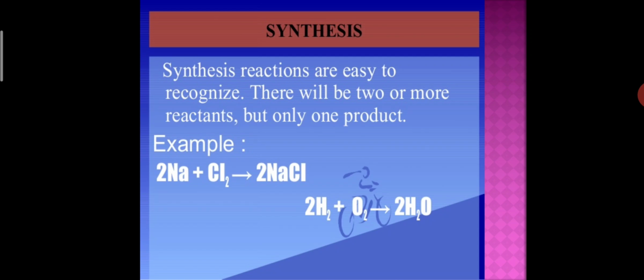In this example, when two elements are combined together, they form a new substance. The same happens in the case of H2O, water. Two atoms of hydrogen and oxygen, when they combine together, form a molecule of water. This type of reaction is known as a synthesis reaction.